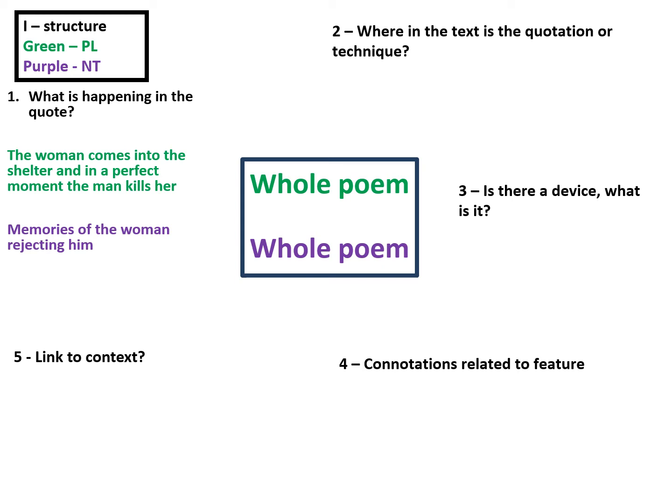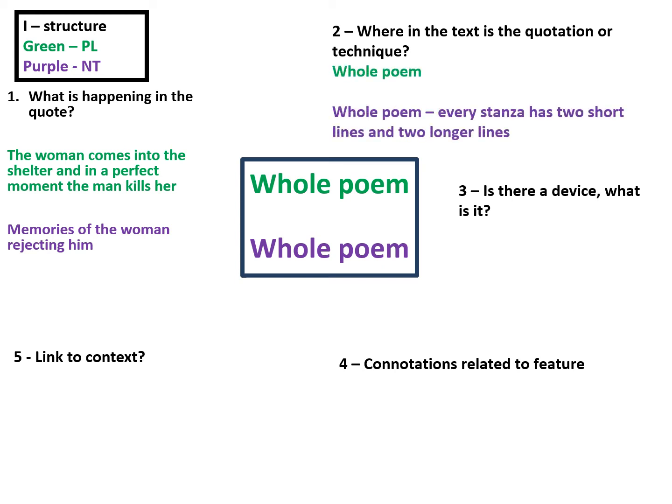On to question 2. Where in the text is this quotation a technique? Well, it's very simple. I've already mentioned this to you. It's in the whole poem for Porphyria's Lover, and it's in the whole poem for Neutral Tones. In fact, in Neutral Tones, every stanza has 2 short lines and 2 longer lines. So pause this recording now to write down your notes for question 2.